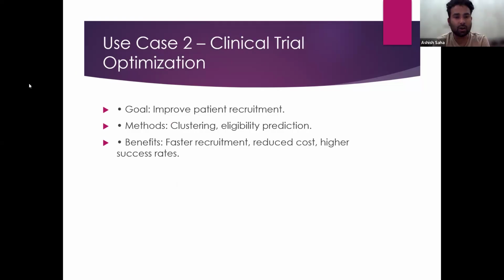Second case is clinical trial optimization. It improves patient recruitment. Based on methods like clustering and eligibility prediction, it helps me understand the patient recruitment process. The benefit is faster recruitment, reduced cost, and a higher success rate. So that is the second use case, clinical trial optimization. Now let's see the next case.